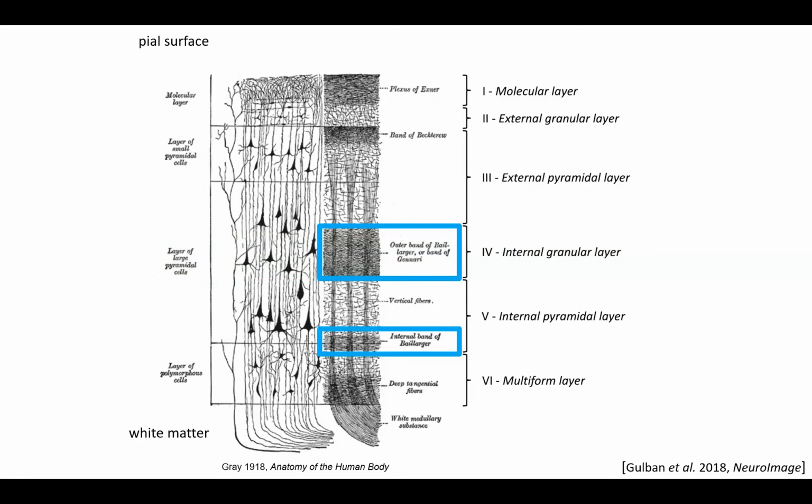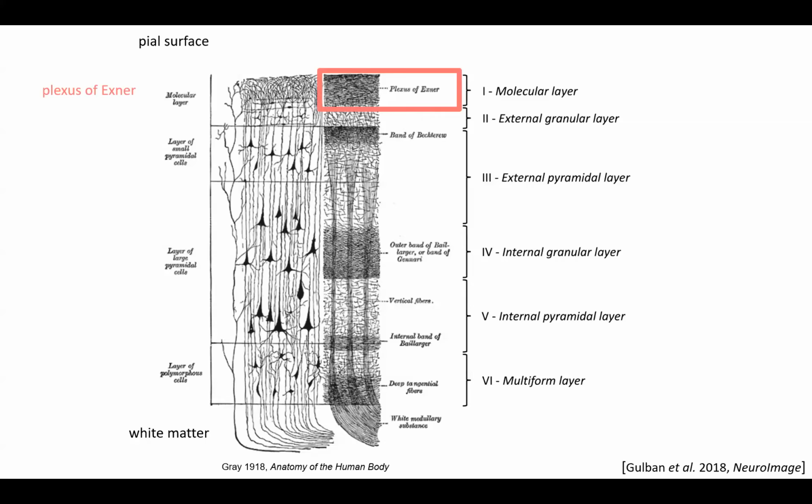The other few features that I wanted to point out: we have both the external band of Baillarger and the internal band of Baillarger. These are heavily myelinated bands, both in layer 4 and part of layer 5. We see this a lot in the literature. Also I want to point out this fun layer at the top, the plexus of Exner.